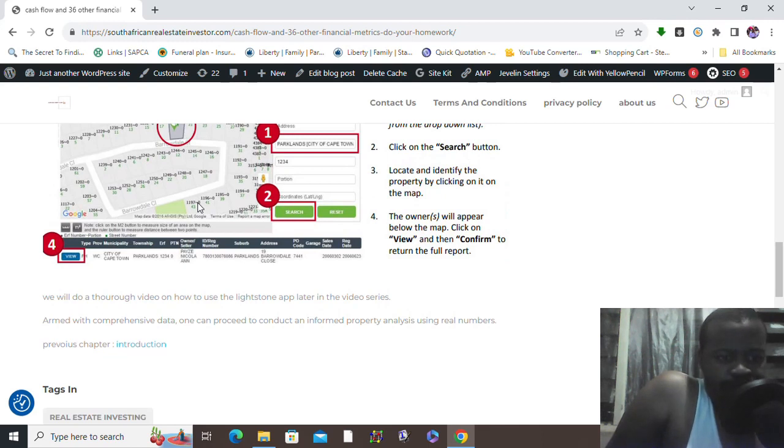Now, armed with comprehensive data, one can proceed to conduct an informed property analysis using actual real numbers. In the next video, we're going to show you an example of how we look through different properties and try to compare them.